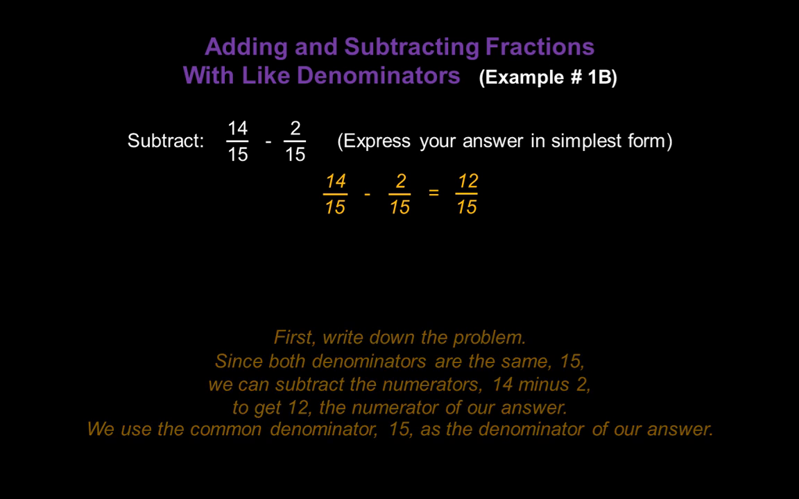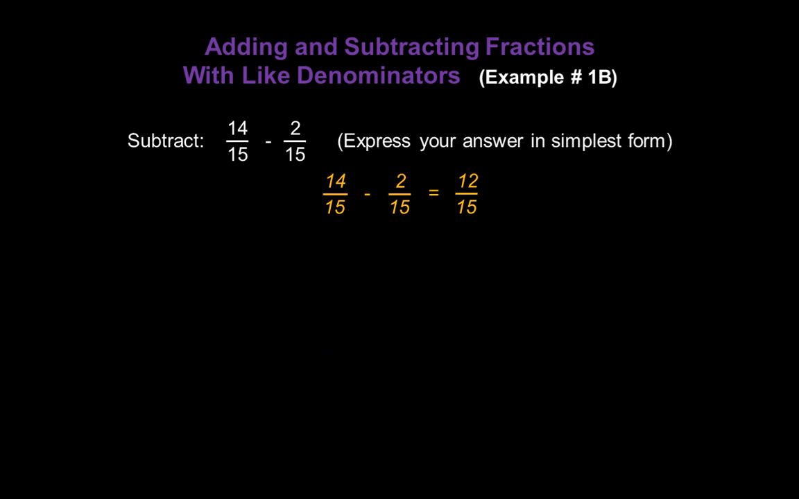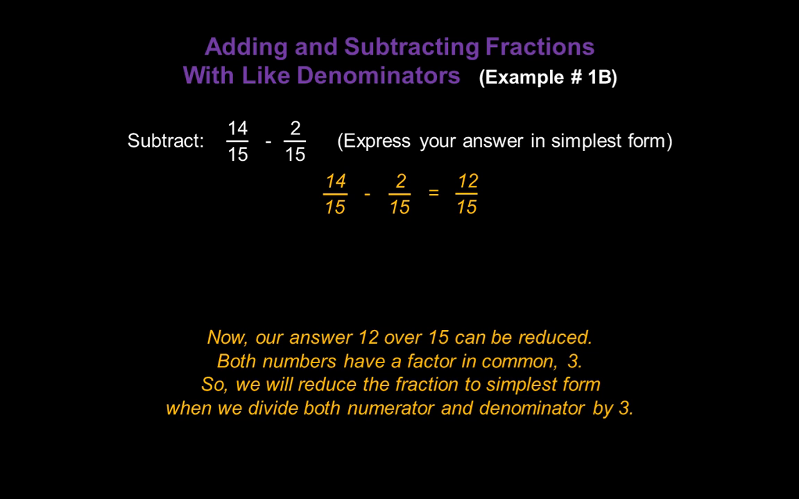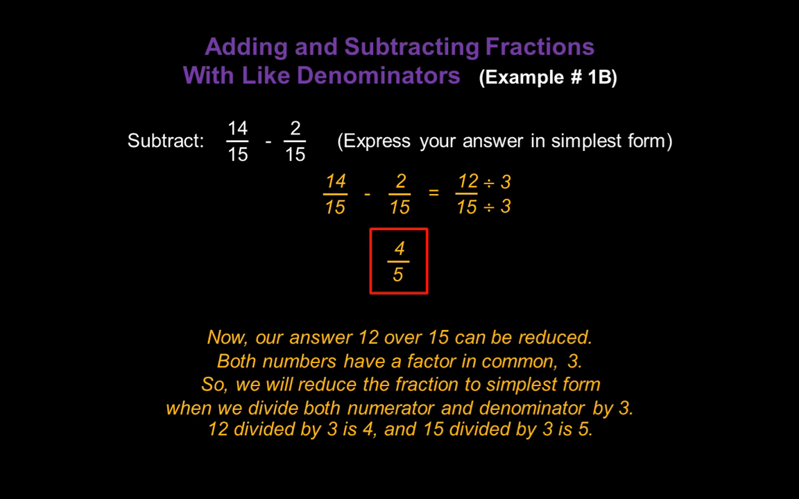Now take a look at that fraction, 12/15. Can it be reduced? 12/15 can be reduced. Both numbers have a factor in common, and that factor is 3. So we're going to reduce the fraction to simplest form by dividing both the numerator and denominator by the factor 3. 12 divided by 3 will give us 4, so our new numerator number is 4. 15 divided by 3 is 5, so our new denominator is 5, and that's the answer, 4/5.